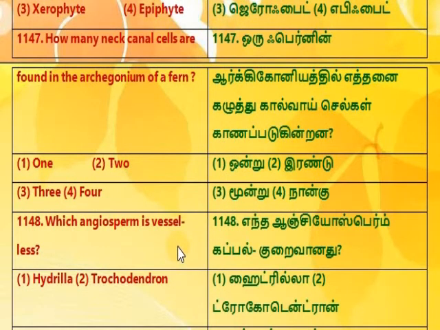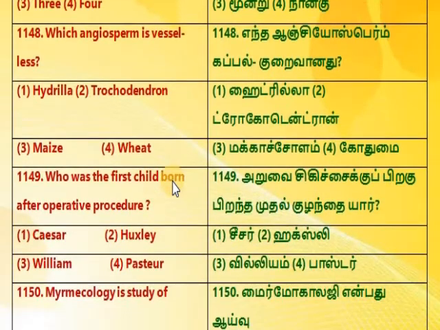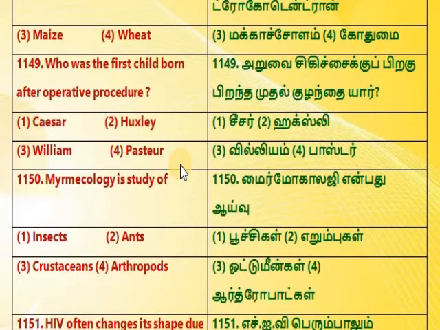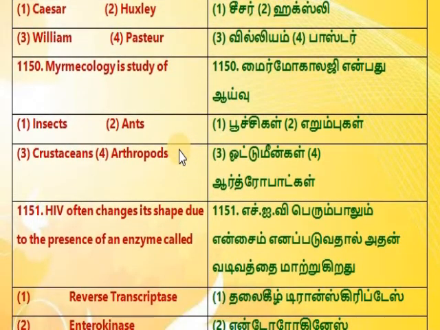1147 How many neck canal cells are found in the archegonium of a fern? 1. 1, 2. 2, 3. 3, 4. 4. 1148 Which angiosperm is vessel-less? 1. Hydrilla, 2. Trochodendron, 3. Maize, 4. Wheat. 1149 Who was the first child born after operative procedure? 1. Caesar, 2. Huxley, 3. William, 4. Pasteur. 1150 Myrmecology is study of 1. Insects, 2. Ants, 3. Crustaceans, 4. Arthropods.